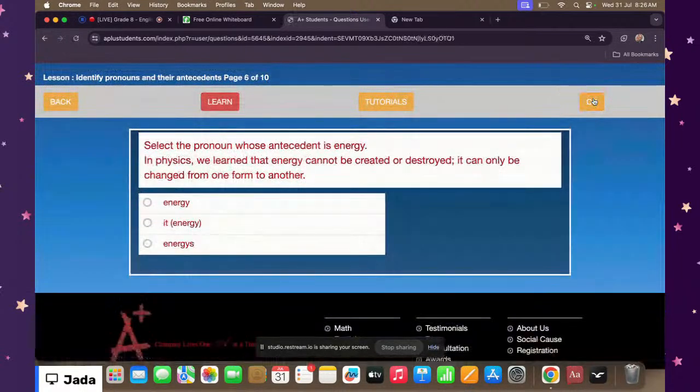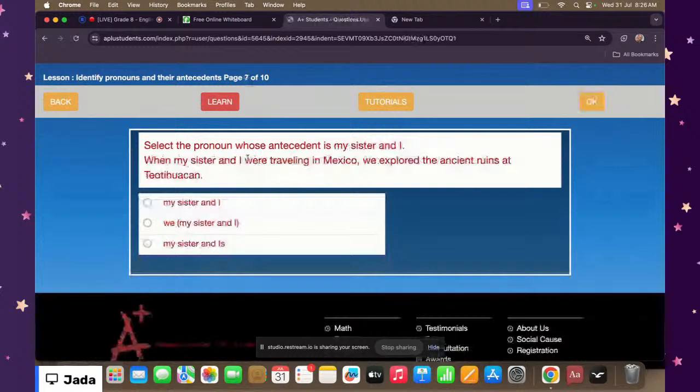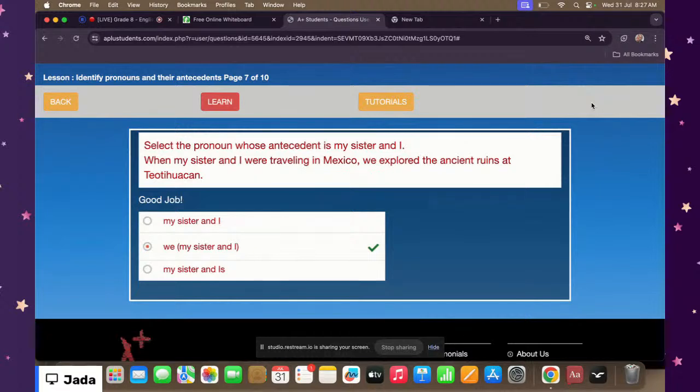In physics, we learn that energy cannot be created or destroyed. It can only be changed from one form to another. So, it is the pronoun here. When my sister and I were traveling in Mexico, we explored the ancient ruins in Teotihuacan. Now, my sister and I, we. So we is the pronoun for my sister and I.